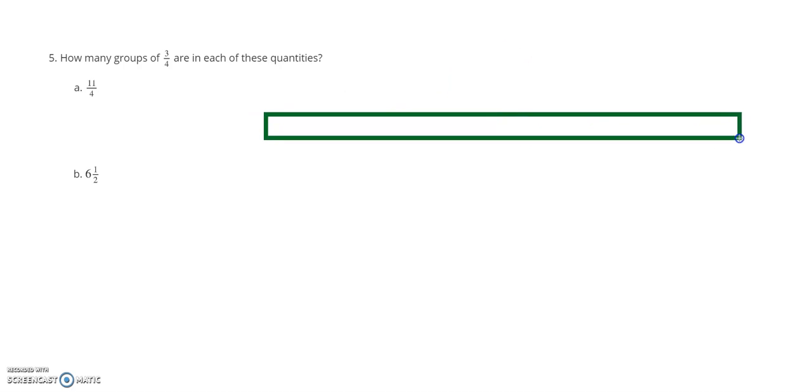Unit 4, Lesson 7, Practice Problems number 5. How many groups of 3/4 are in each of these quantities? A says 11/4. Let's draw 11/4.